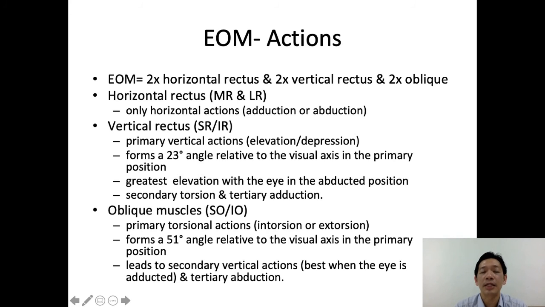So for the oblique muscle, it's kind of opposite to the superior rectus and inferior rectus muscles. The primary action is torsional, also because the angulation is so big. So the primary action is torsion. Okay, 51°. Also because of this 51° angulation, for your secondary action of the SO, which is depression, if you want to have a maximum depression, your eyeball has to be in the adducted position. So when your eyeball is in the adducted position, only then is your superior oblique able to produce a greater depression.